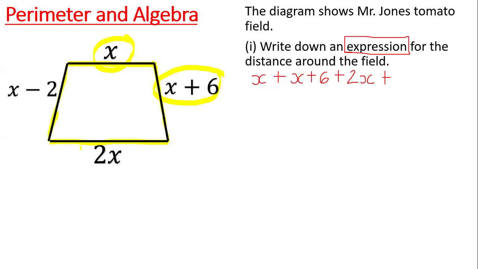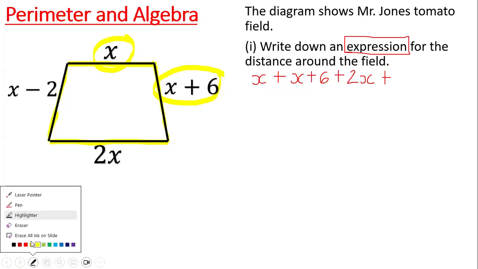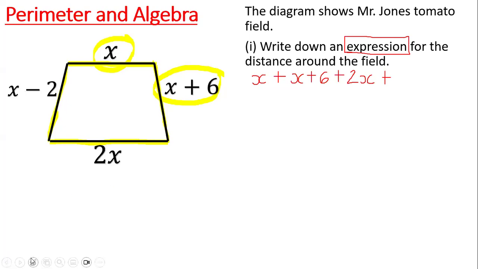X minus 2. Okay, so this is X minus 2. So this right here is all that they want. They just want you to write an expression for it. So if you see this in the exam, just write what the lengths are for each side. So this is X. This is X plus 6. This is 2X. This is X minus 2.